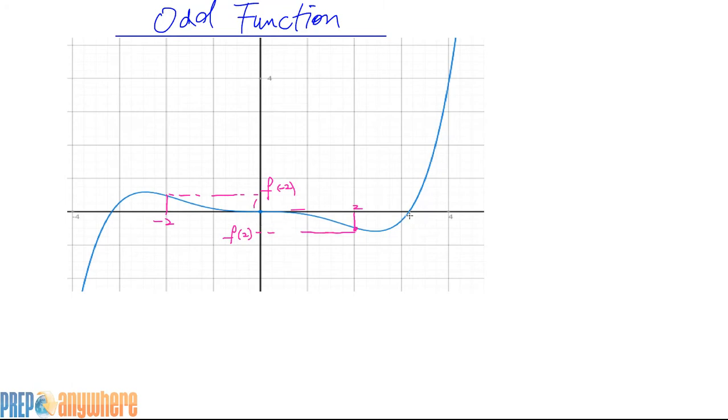So if I plug in, let's say 3, so f at 3 will be about here. F at 3, plug in 3, and do you see that it's exactly at the opposite point? How would you write that? You plug in x, and you plug in -x.